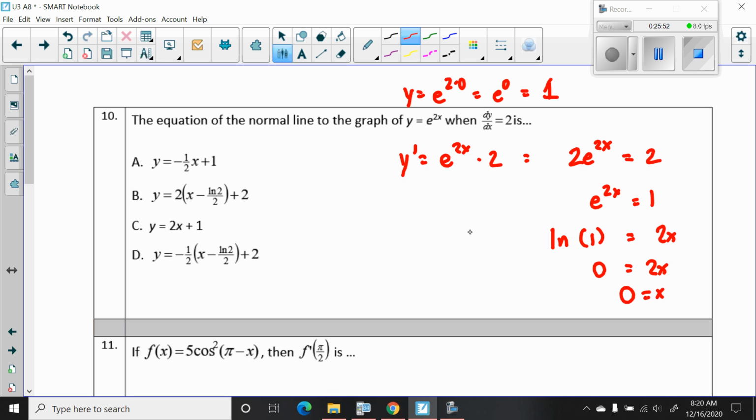X is 0, y is 1, and we've got the slope of the tangent line. That's what a derivative is. So the tangent line would go y equals 2 times x minus 0, plus 1, but we want the normal line. So negative 1/2 times x minus 0, plus 1. And that is this one.